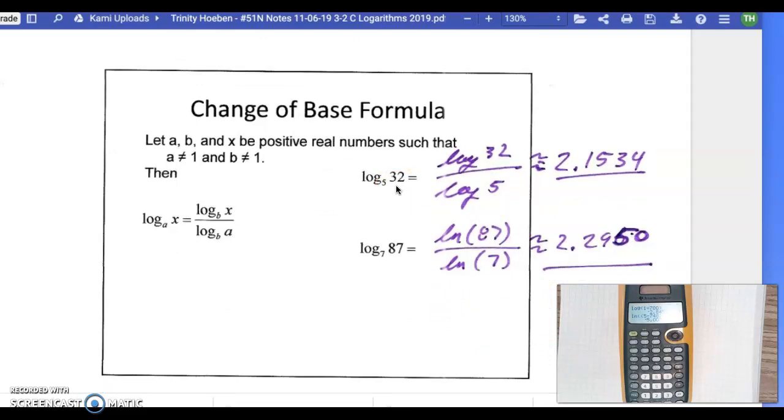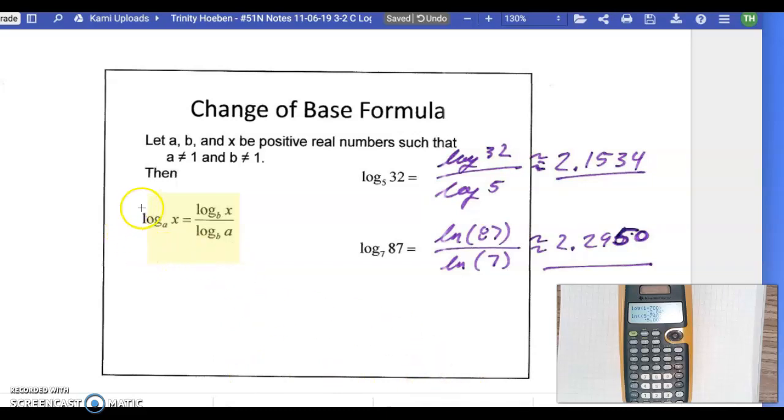So what if your base is not 10? What if your base is 5 or your base is 7? Then you're going to use something called the change of base formula, and it's this one right here. If you have a highlighter, you should highlight this. And if you have a note card, that would be a good one to write on the note card.